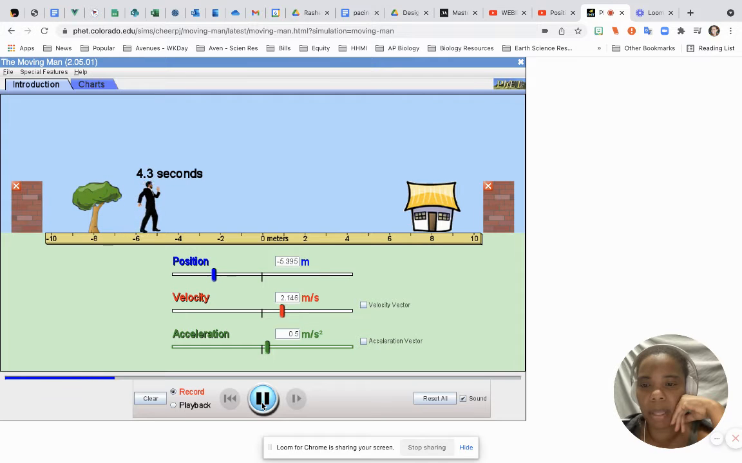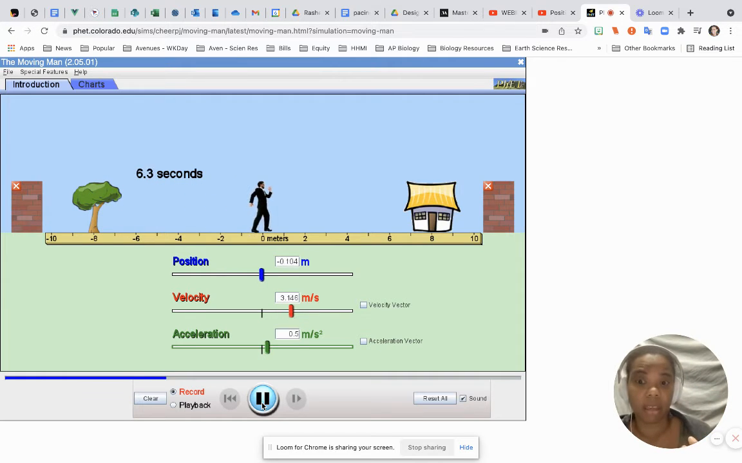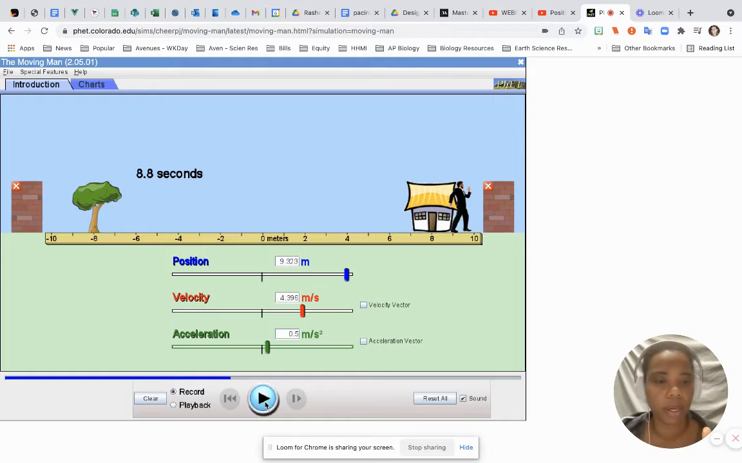What can you say about this gentleman's motion this time? Is it the same as it was before? So how would you distinguish between the first time he was walking and the second time he was walking? What was different about those two sets of motion?